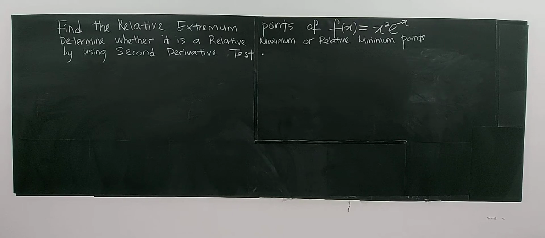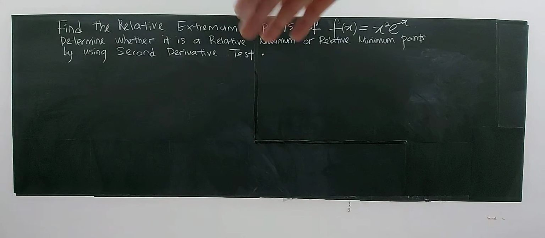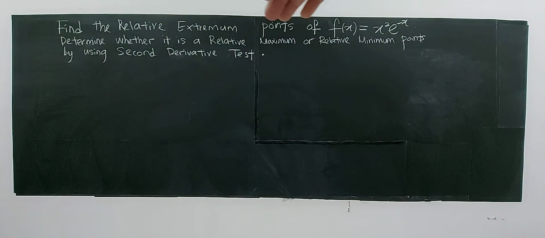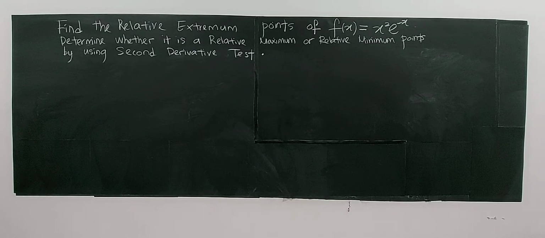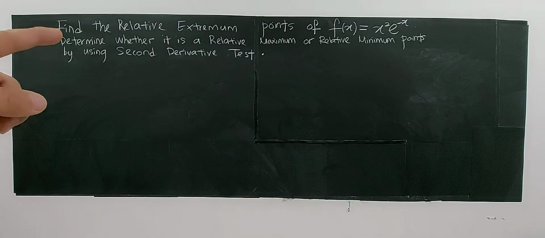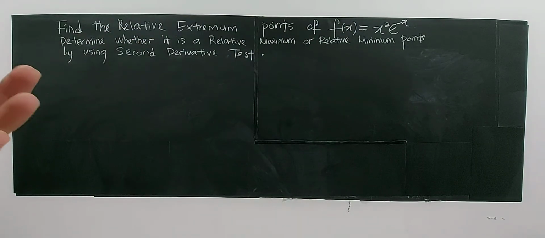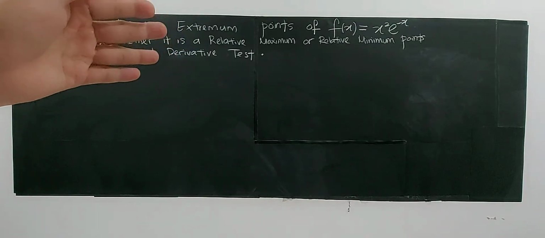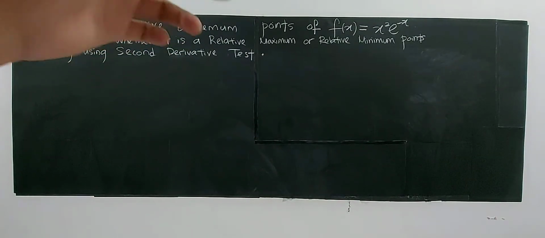Hi, in this video, I'm going to teach you how to find the relative extremum point. As you know, a relative extremum point is either a relative maximum point or a relative minimum point. This is the function given, and they require us to find the relative extremum points, which means finding all the critical points.